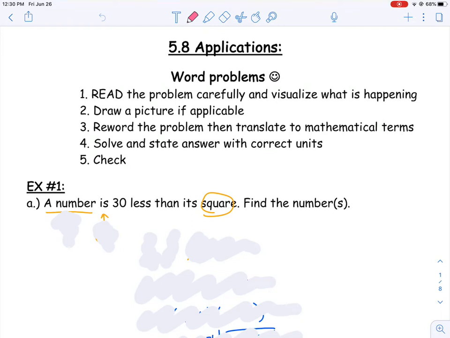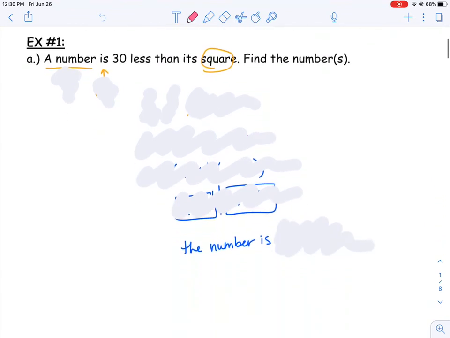Once we have our mathematical expression or equation, we can then solve it and write our answer with correct units so we at least know what the answer means, right? It's one thing to get an answer, but it's really important that you know what the answer means. And then you can always double check and make sure that the answer makes sense. Okay, let's do our first example.